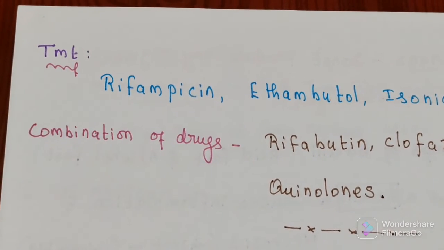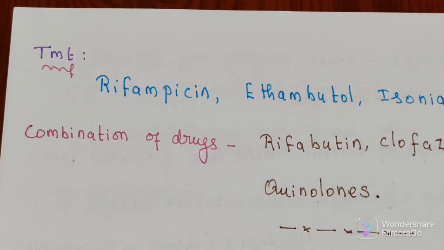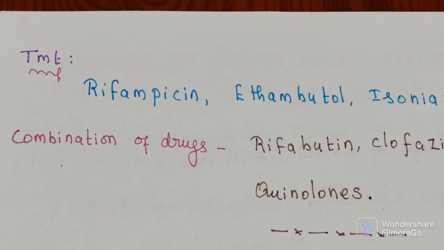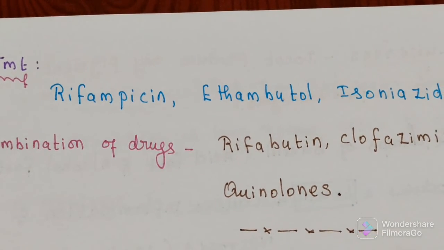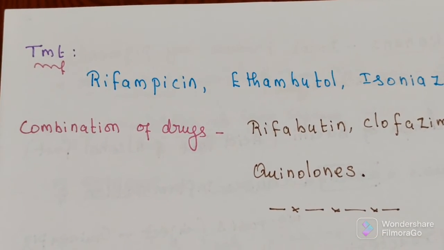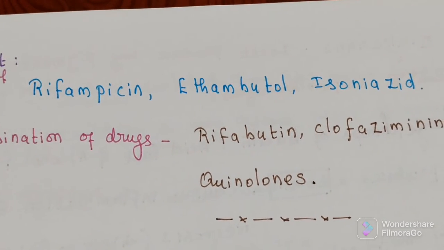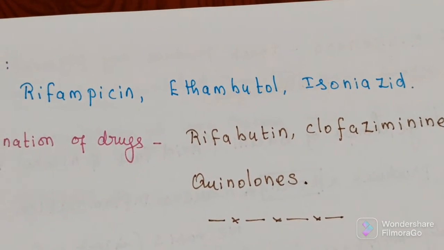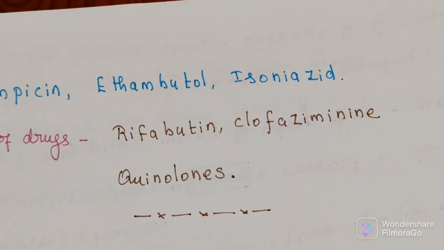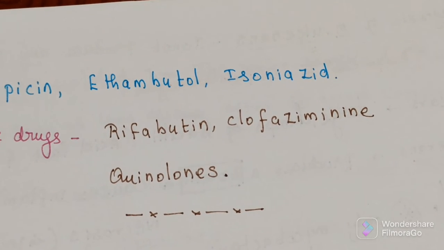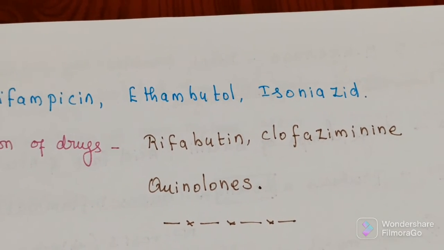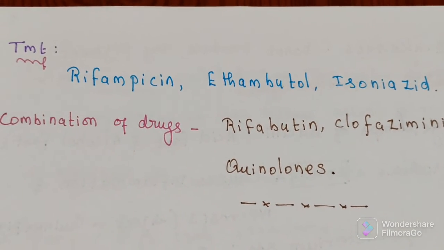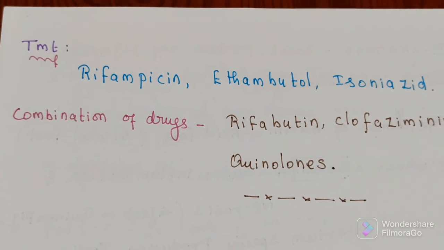Finally, treatment. Various drugs are used for treatment purposes: rifampicin, ethambutol, isoniazid, and various combination drugs like rifabutin, clofazimine, and then quinolones. These are the drugs used for treatment of non-tuberculous mycobacterial disease.